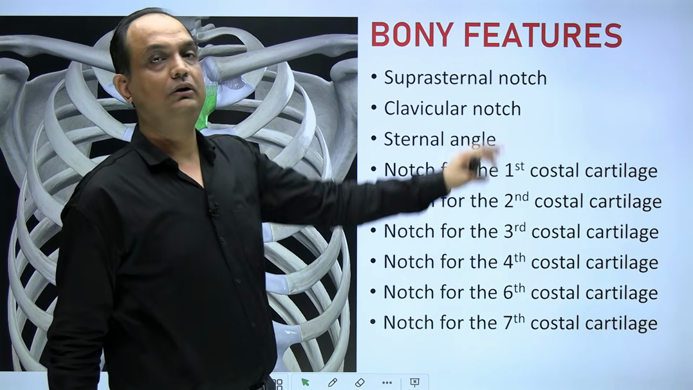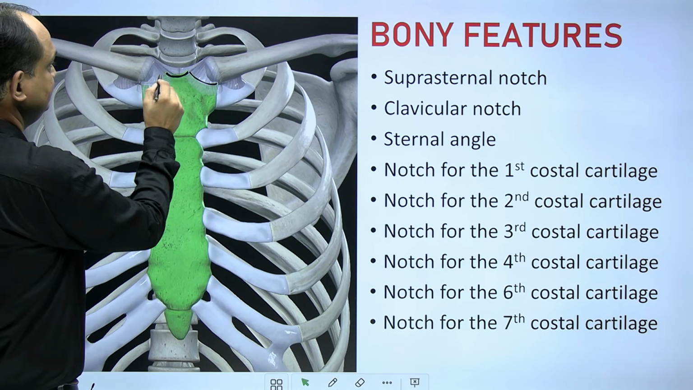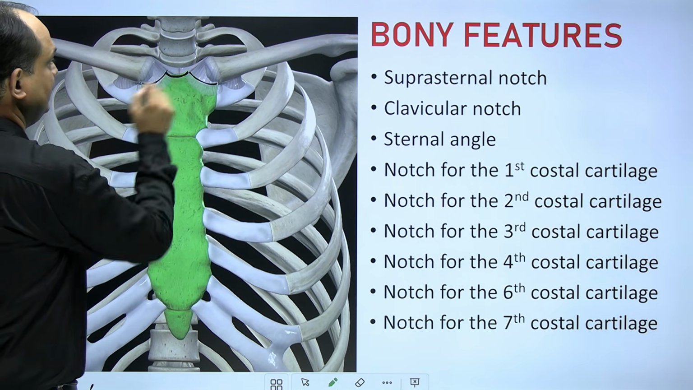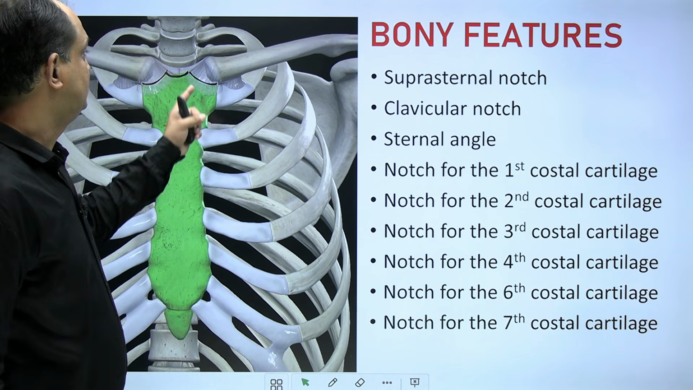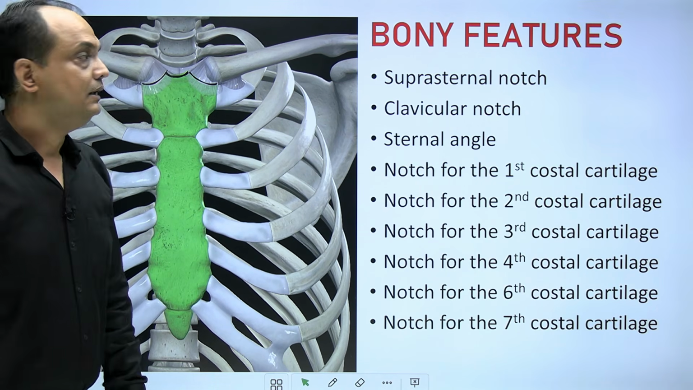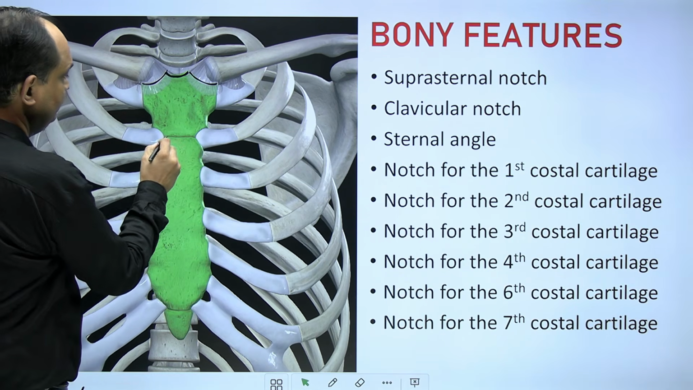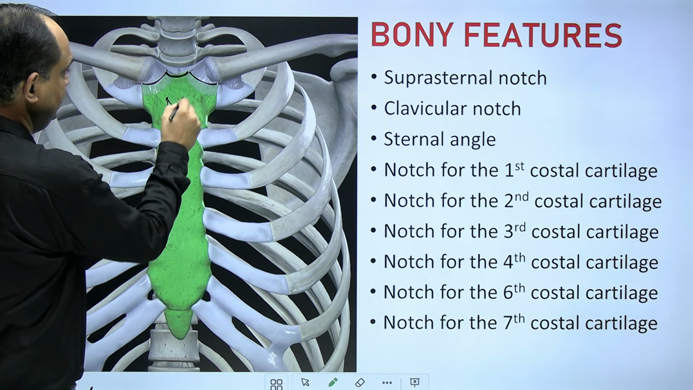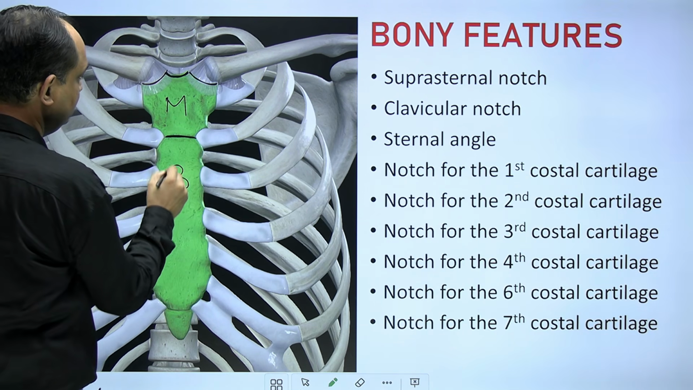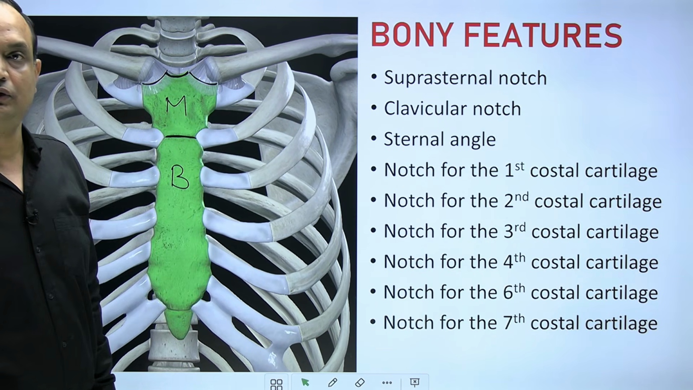Then you will have the clavicular notch. Clavicular notches are present on both right and left sides, and these notches provide attachment to the medial end of the clavicle to form the sternoclavicular joint. Now what are the other features? When you go downward, you will have a joint, the junction between the manubrium and the body of the sternum, and this junction is known as the sternal angle or the angle of Lewis.